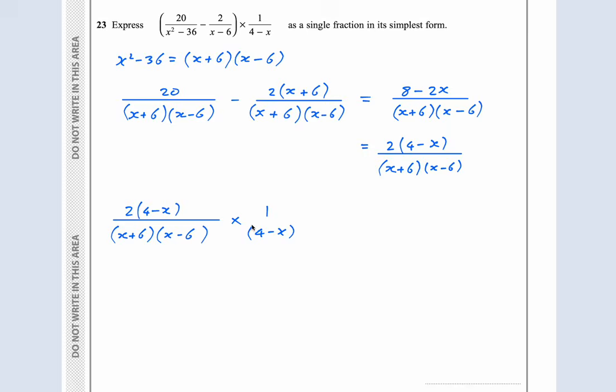Now look at that, 4 minus x nicely cancels. This cancels with this, and we're just left with 2 over x plus 6 times x minus 6. And you could argue that, I think you'd get full marks for that, guys, but you could put this x plus 6 times x minus 6 back into this form, which is x squared minus 36. And that's it.